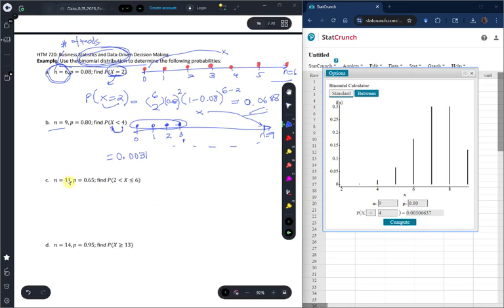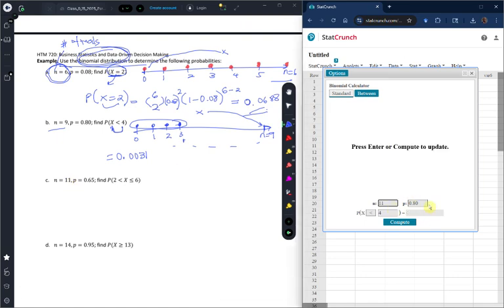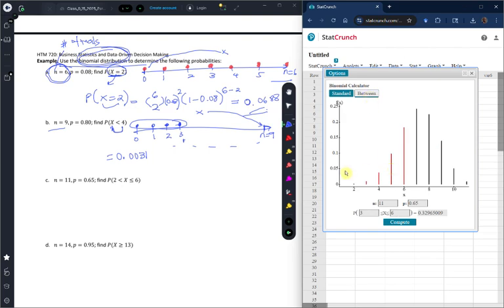Next, I have n equal to 11, and my probability of success is 0.65, and I'm interested in a between case. Take note that this is equal to, which means that the endpoints must be included. So we need to do a little bit of brain work here. And what brain work is that?